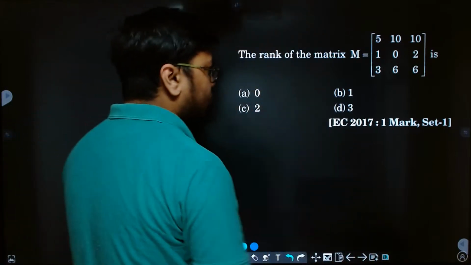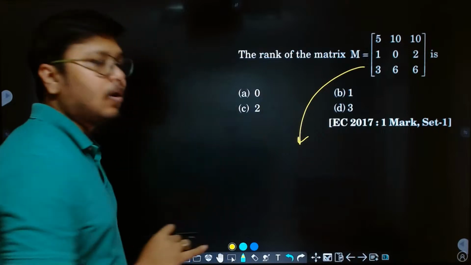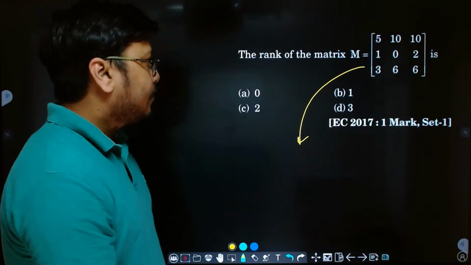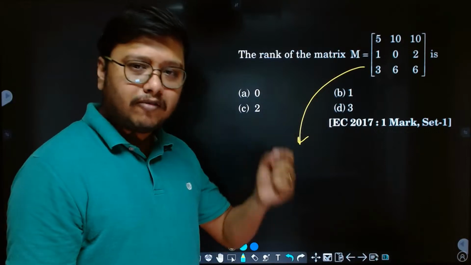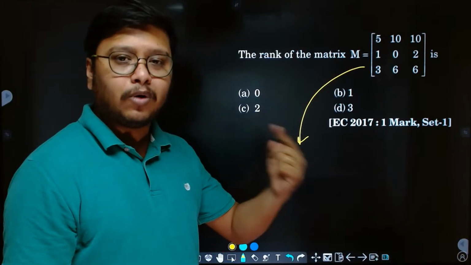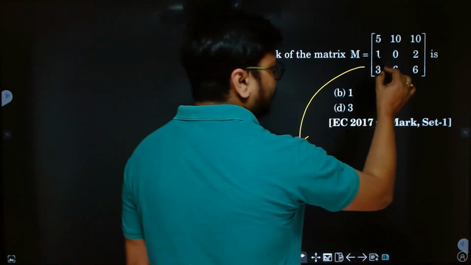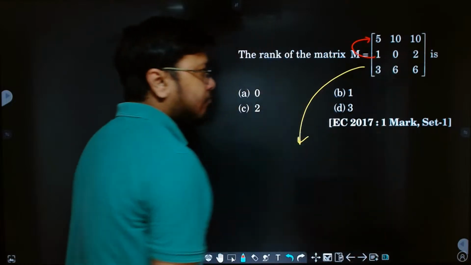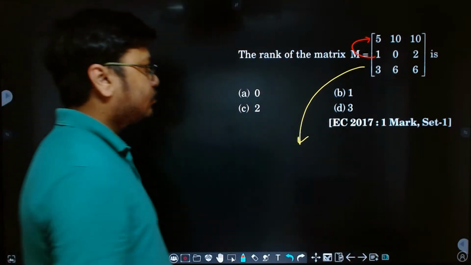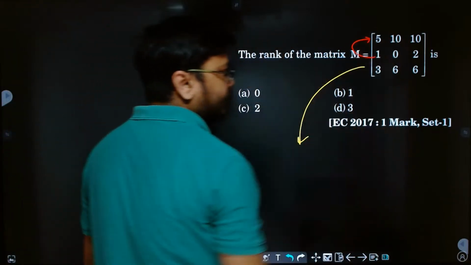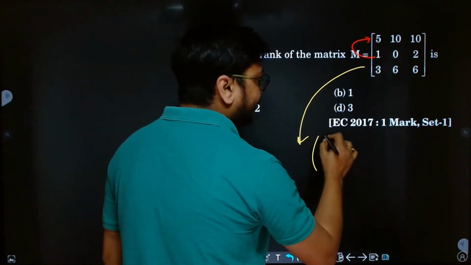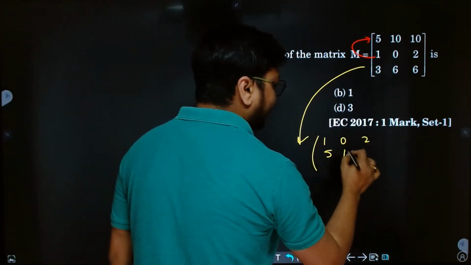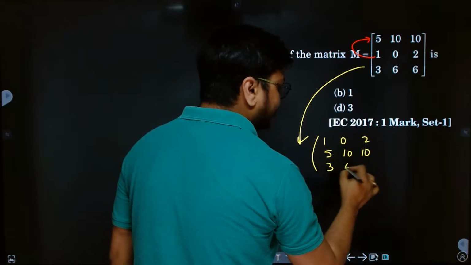All right. So just see whether you are solving it the way I am doing. See, we don't want to use this 5 to make elements below it 0. We always want 1 because it is easy to work with 1. So always try to bring the 1 in the first row. Okay. So let's do the changing of rows. Let's bring the second row to the first row. So that will make it 1, 0, 2, 5, 10, 10, 3, 6, 6.